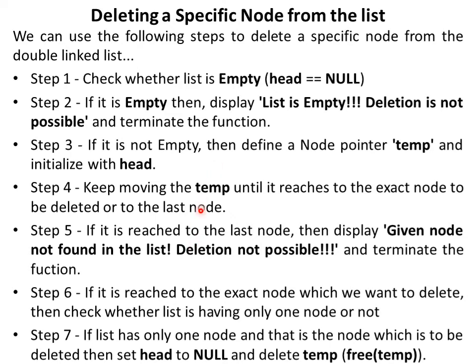Only after the fourth step will the conditions change a little, because when the head is null, that means the list is always empty. See, step 1, check whether the list is empty, head equals to null. If it is null, then display list is empty and deletion is not possible, and terminate the function. If it is not empty, then define a node pointer temp and initialize it with the head.